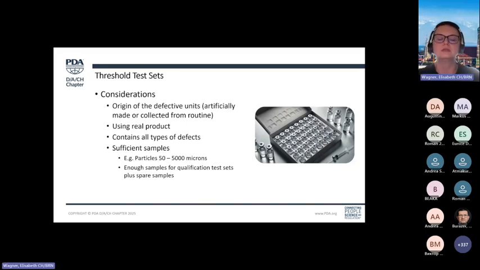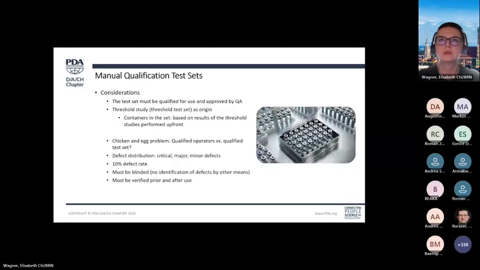And what is also important is to consider enough samples to put into this threshold study test set, because this is your basis for operator qualification test sets. And you also want to have sufficient samples for the future and also spare parts for replacement. What you need to consider is your qualification test sets. They have to be qualified prior to use, and they have to be approved by quality. So typically this is a quality department related to visual inspection, like shop floor QA.